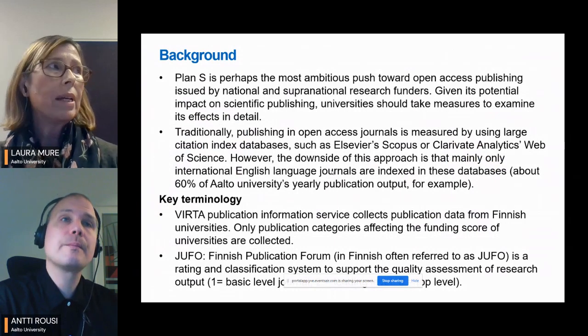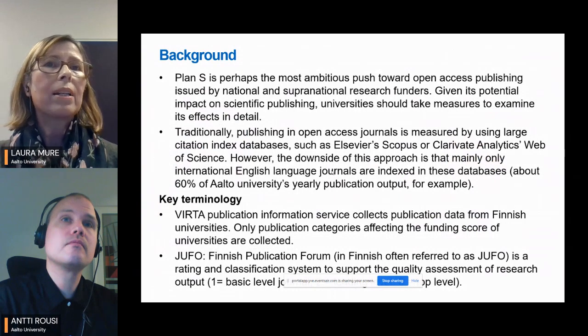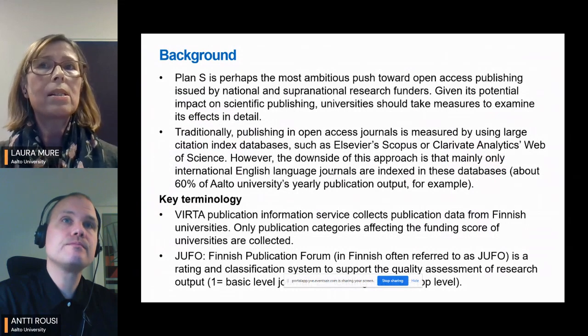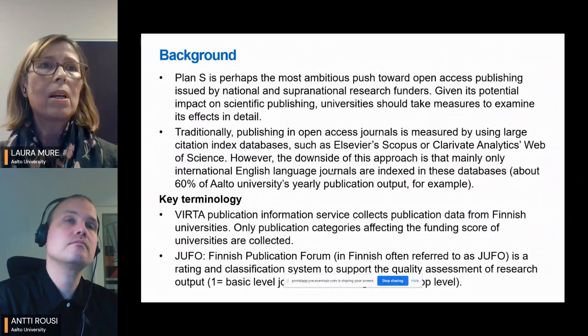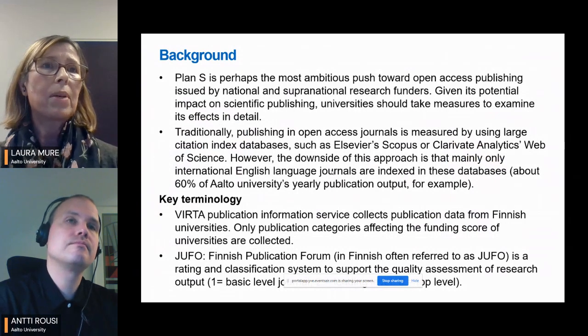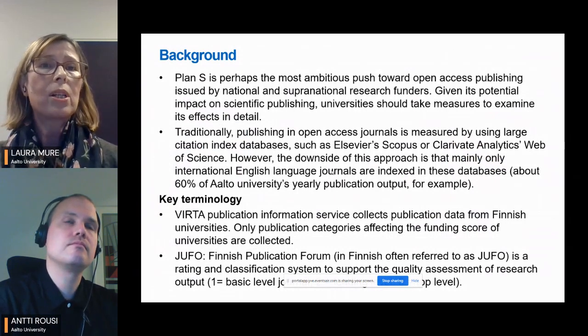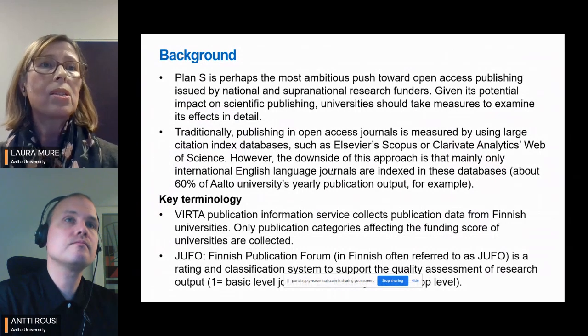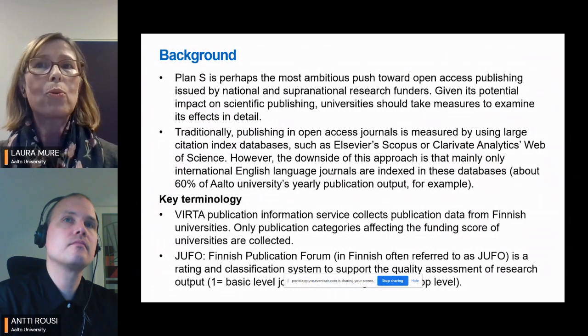Plan S is most likely familiar to most of you, and basically we are talking about quite an ambitious mandate, an open access policy stated by so-called Coalition S, which is formed by major European funders. The key principle of Plan S is that starting from 2021, all scientific publications arising from funding of the coalition partners must be made immediately open access and published in compliant open access channels. Furthermore, all publications must be published under an open license, preferably the Creative Commons attribution license. So we are really talking about quite an ambitious push towards open access publishing, and that is why we think universities should take measures to examine its effects in detail.